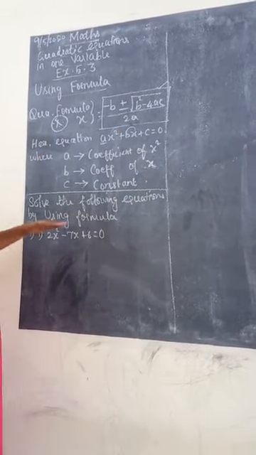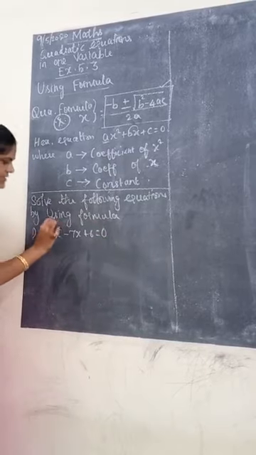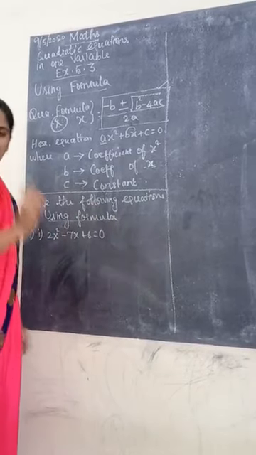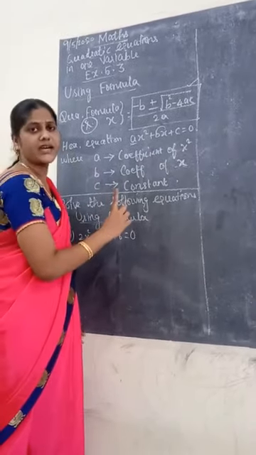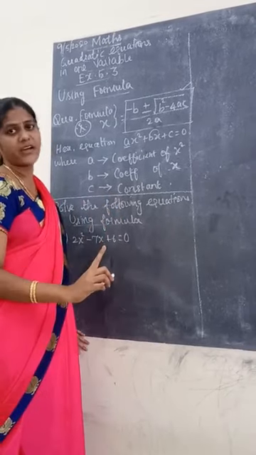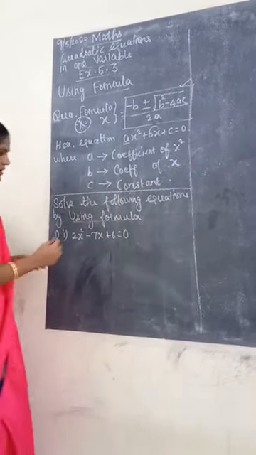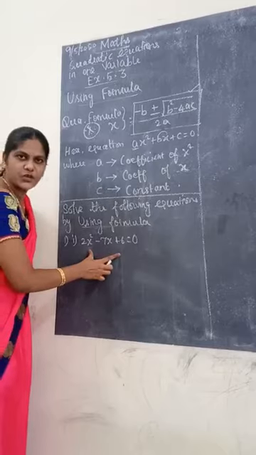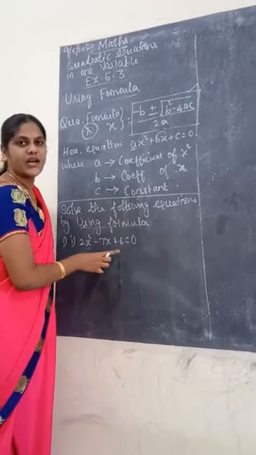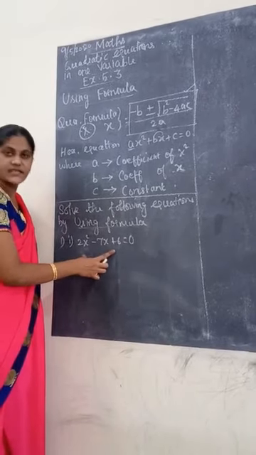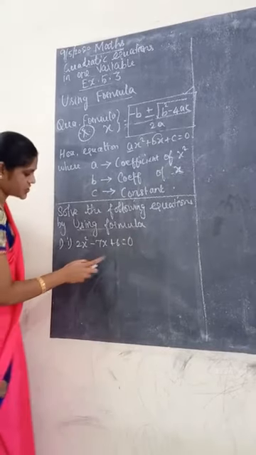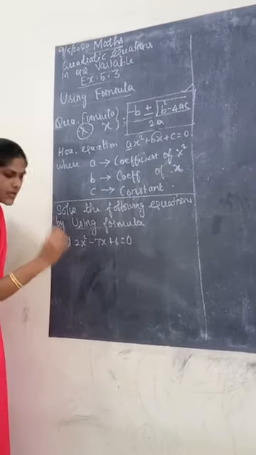Listen, solve the following equations by using the formula. Listen to the word: if they mention using the formula, you should use only the formula. You are not going to use the prime factorization method. Okay, listen, how do we solve this? First you need to check whether it is a quadratic equation or not. This is the quadratic equation. So first you need to identify a, b, c.